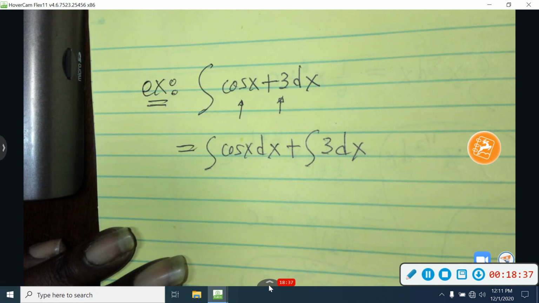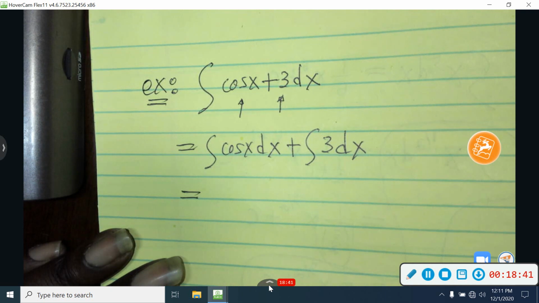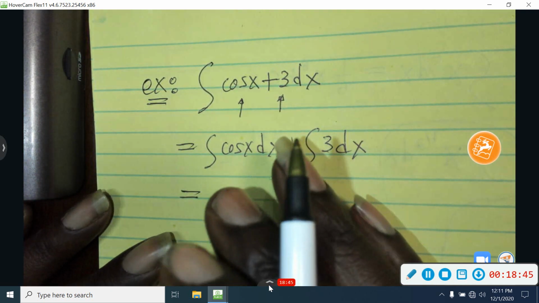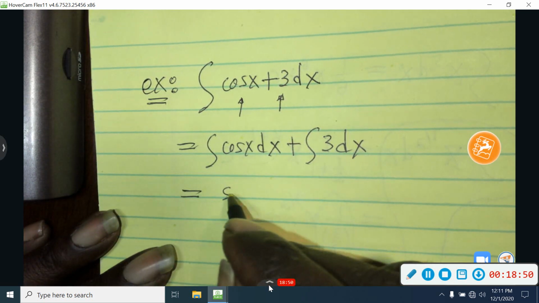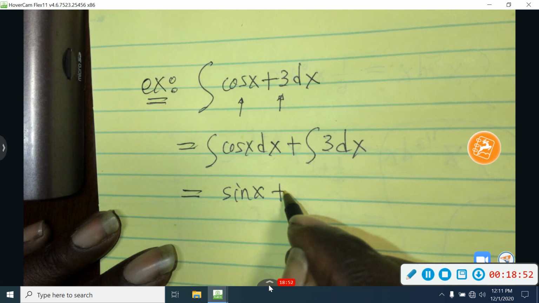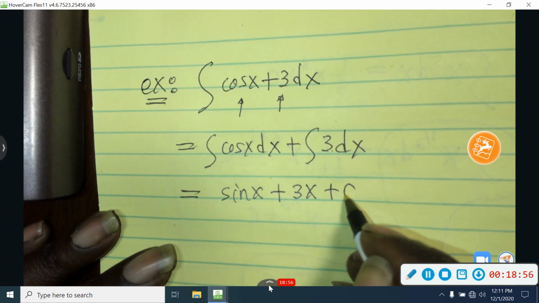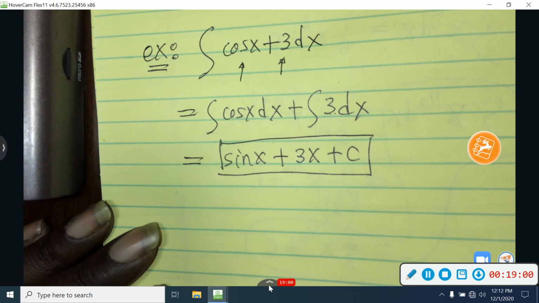It's by the property. And now, what differentiates to be cosine? Do you know? Not take the derivative of cosine, but what differentiates to be it. So you're thinking backwards, and that's of course sine x. And what differentiates to be 3? 3x. And add your constant. And congrats.